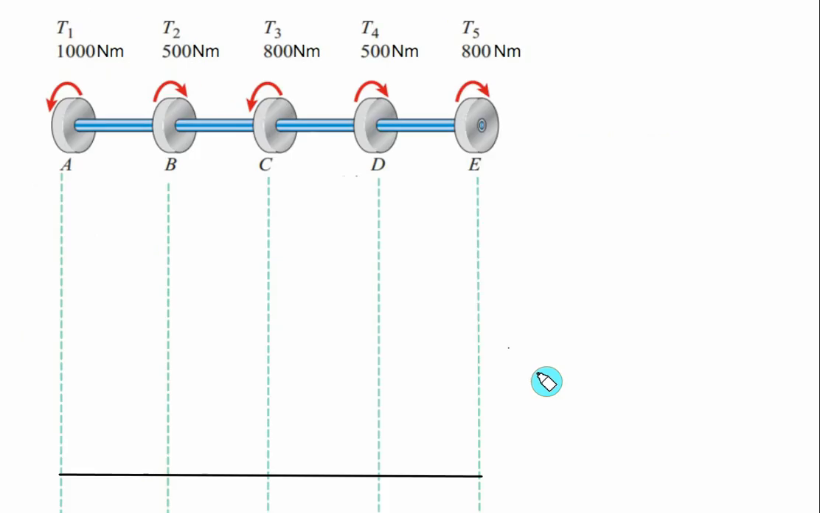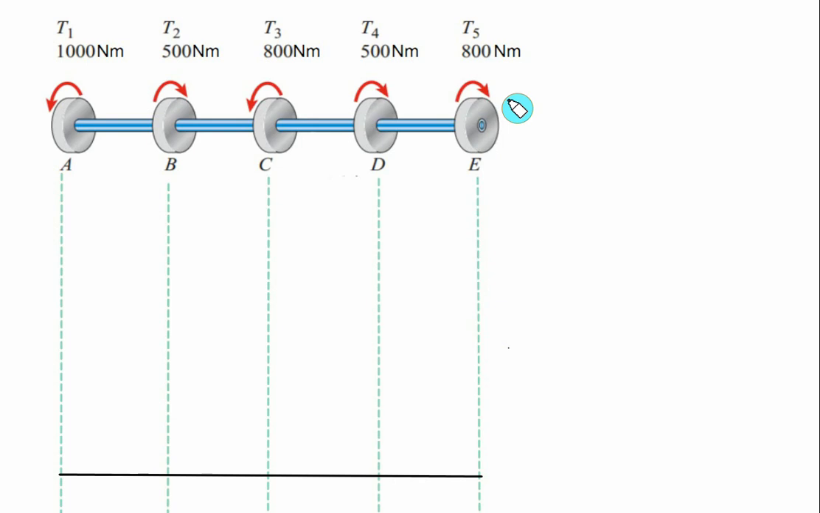Now consider this numerical here. We have given the number of torques. There are a total of 5 torques acting in the segments AB, BC, CD and D. So you have to find out the torque in AB, torque in BC, torque in CD and torque in D. Again you have to finalize the sign convention.